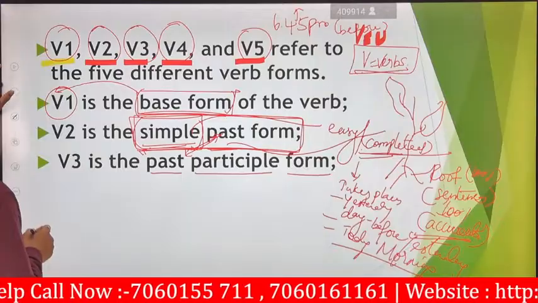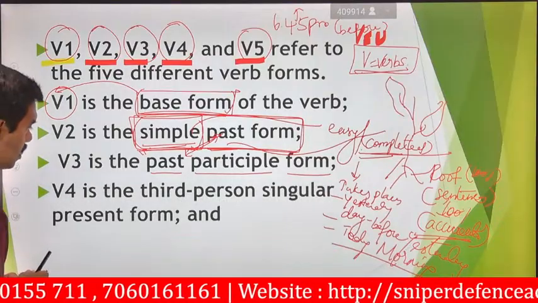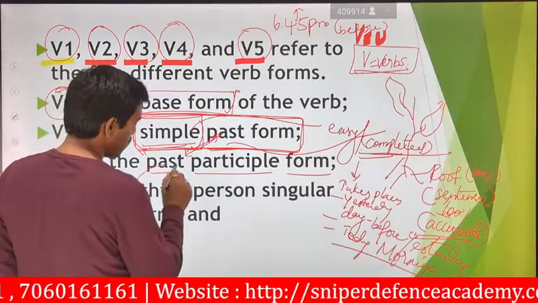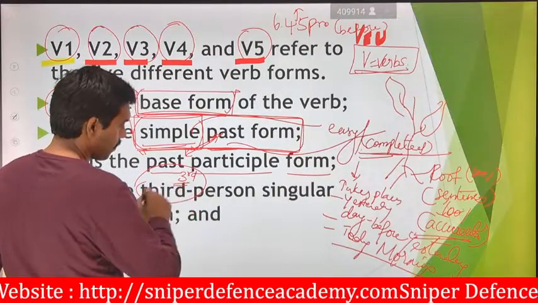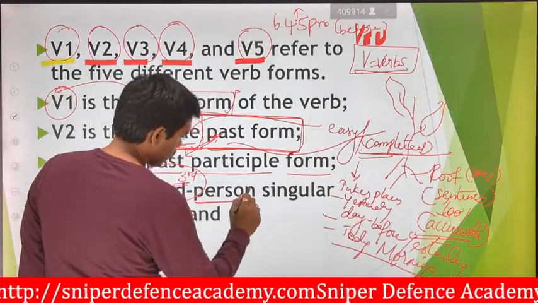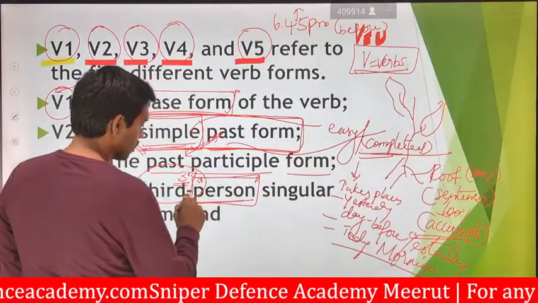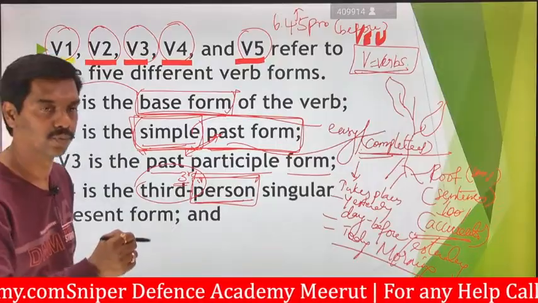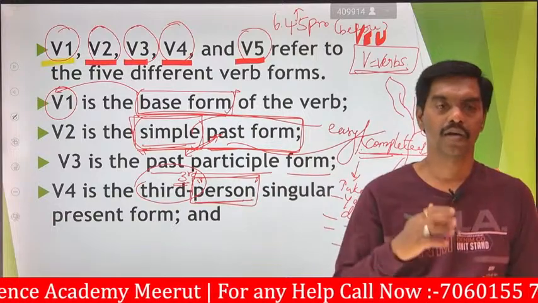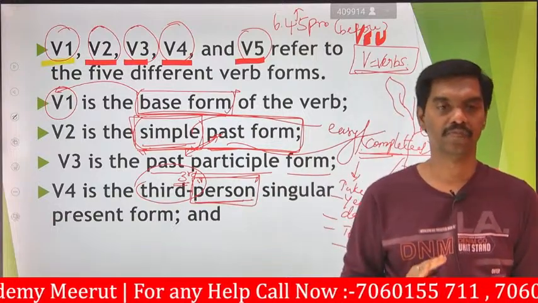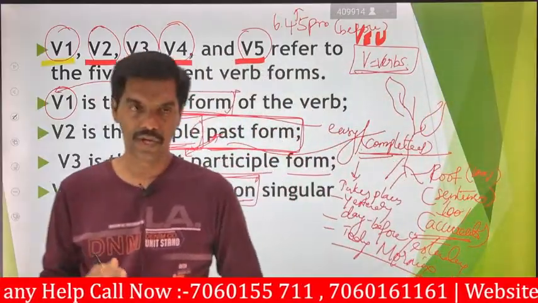Next one is V4. V4 is said to be the third person. You can remember 3: third person. We are going to talk about the third person who is sitting near you, who is sitting opposite to you, or who is unknown to you. I do not know about the person, but I am talking about that person. So it is an unknown person.